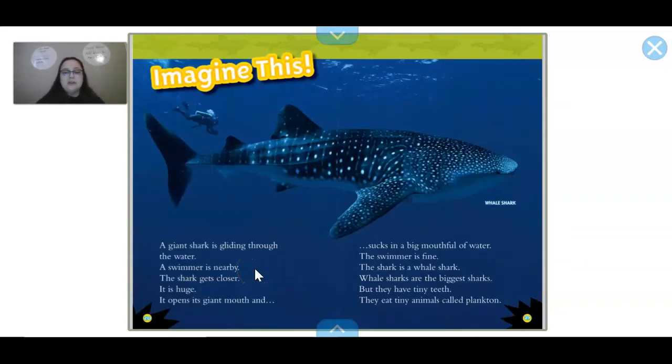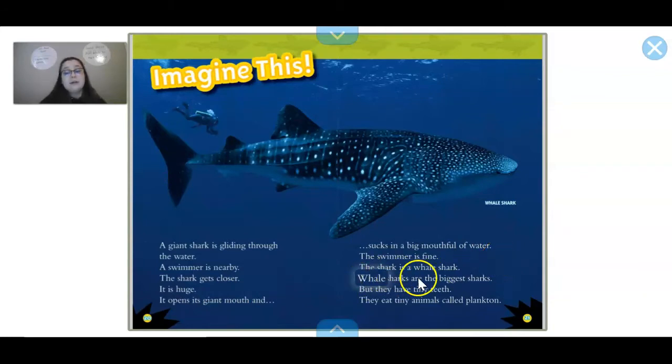So another word that she used on this next page is a giant shark. So that is telling us the size of the shark. So that is telling us that the shark is super, super big, like bigger than we could probably even imagine. And she uses the word huge to describe the shark again, and giant to describe its mouth. It opens its giant mouth and sucks in a big mouthful of water.